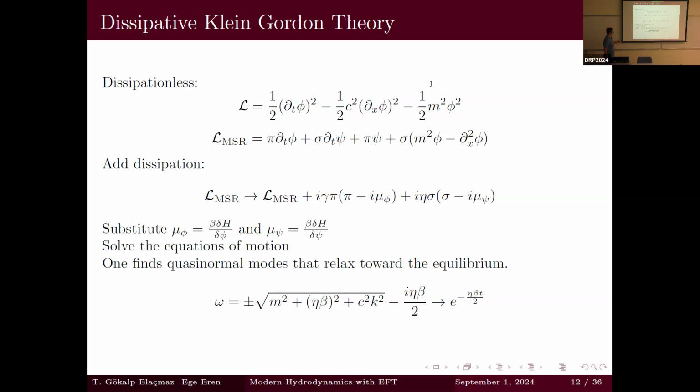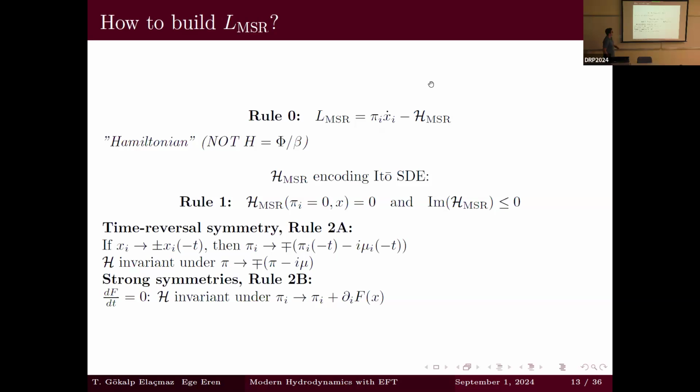That's what quasi-normal modes mean. It has a complex factor. Now, how do we build these LSMRs in general for any systems? We start with the part we know. L will always equal i x dot i minus the Hamiltonian, but this is not the same as the phi over beta from before.